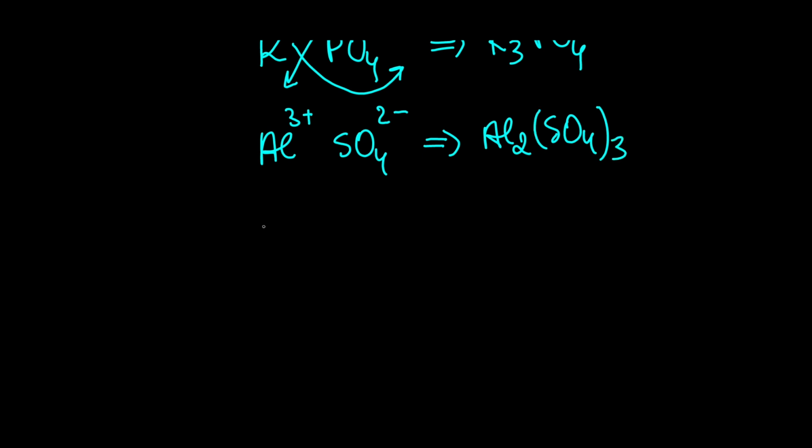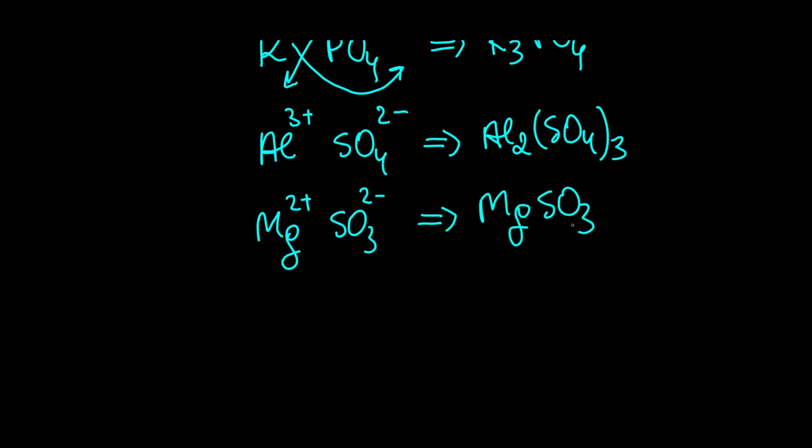And last example in today's lecture is magnesium 2 plus and sulfate 2 minus. And once again, if you can divide charges, you must always do so. The answer we get is MgSO4. And that concludes today's lesson about making chemical formulas.